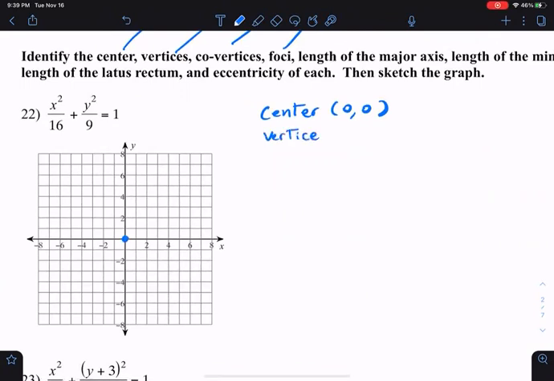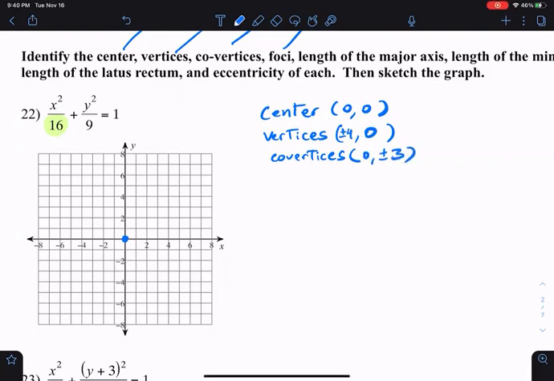Then they say find the vertices. The vertices correspond to what? To the A value, right? You can tell clearly that the A value here is this guy. So the A value should be 0 plus or minus 4. That's the vertices. The co-vertices are the B value, right? So that's supposed to be 0. I'm sorry. The vertices should be plus or minus 4, 0, right? And the co-vertices should be 0, plus or minus 3, right?